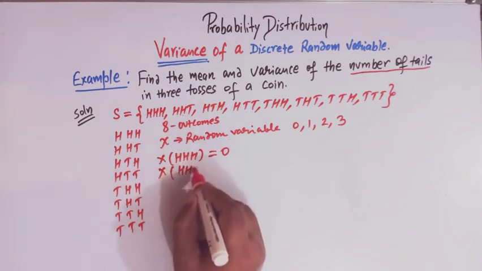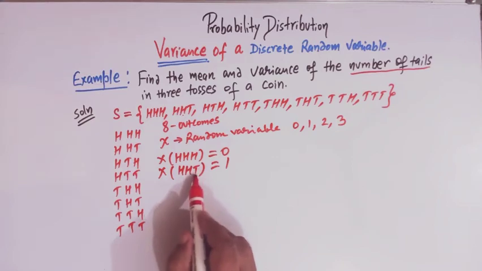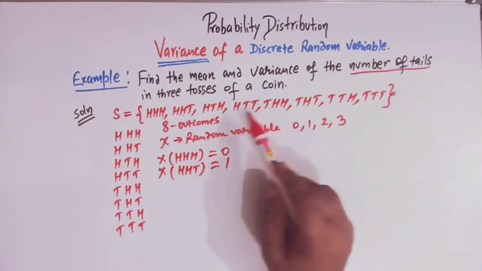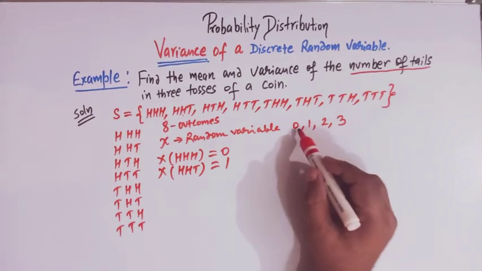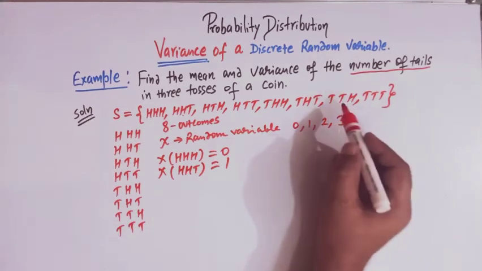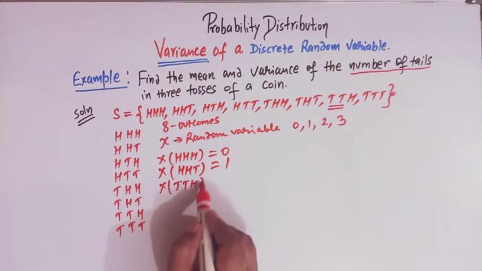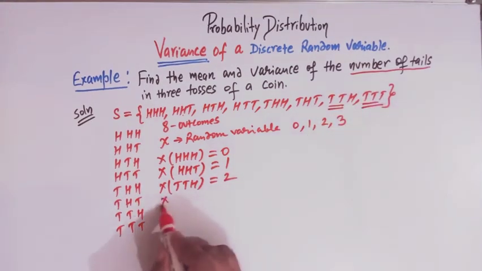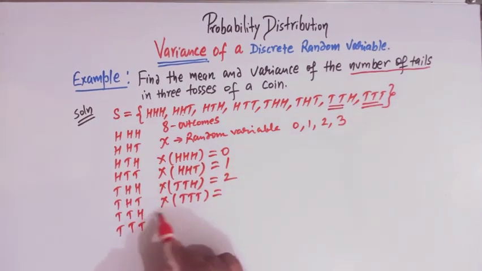Similarly, in this case, HHT, the random variable takes the value 1 because here the number of tails is 1, right? And similarly, we can explain the other events, right? So x takes values 0, 1, 2 and 3. In events like TTH, x takes the value 2, and in the event TTT, we have the random variable x takes the value 3, right?